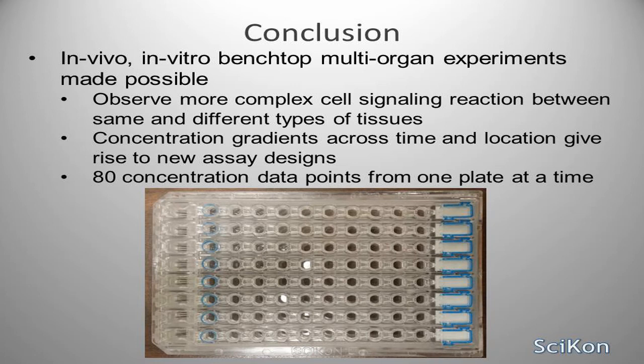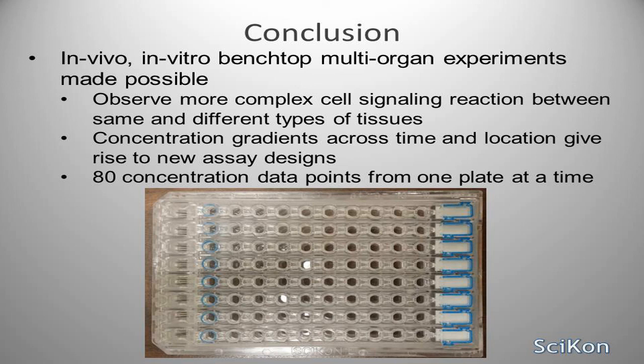In conclusion, SciFlow has made in vitro, in vivo benchtop multi-organ experiments possible, as molecules secreted by the cells are allowed to flow through the channels and reach other cells in following chambers. Different types of cells and tissues may exist in the same row, and researchers can observe cell signaling between them just as in human body.